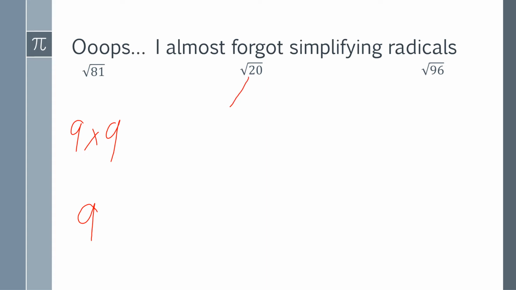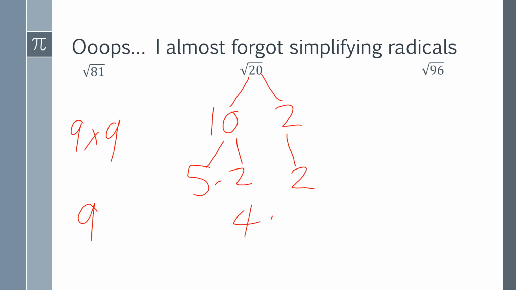So let's break this down to factors. We know 10 times 2 gives me 20. But we also know 5 times 2 times 2. If we break this down, we know that 2 times 2 is 4, and we get 4 times 5. But we know 4 is a perfect square, right? And the square root of 4 is 2. 5 doesn't have a perfect square, so you leave it like that.